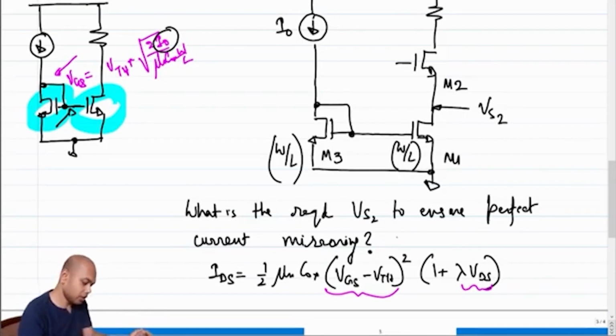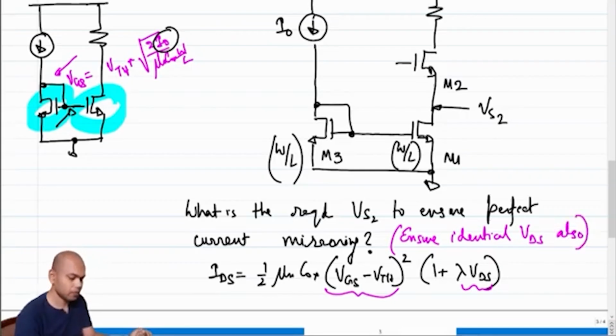So we need to ensure identical VDS also, right? If we ensure identical VGS and identical VDS, then regardless of what you do, the currents in the two branches will be identical, even if temperature changes, humidity changes, threshold voltage changes, right? As long as the characteristics of the two transistors are identical, as a circuit designer, if you ensure that the VGS and VDS are identical, the currents will be identical, correct?